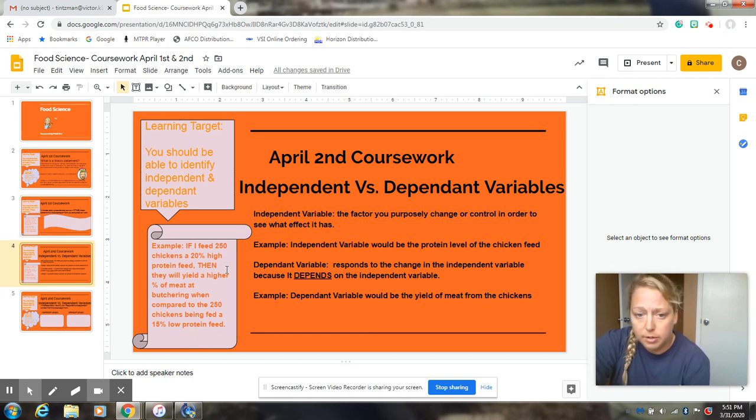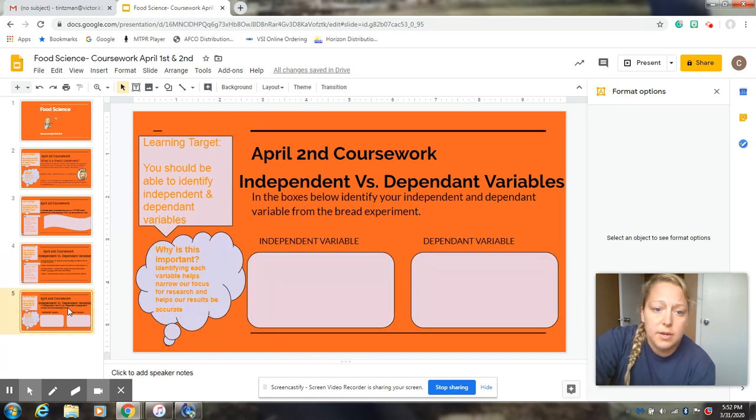Our dependent variable is going to respond to the independent variable. So this is something that's going to depend on the independent variable. So in this example here, the amount of meat that we get from our chickens, or the weight of the meat of the chicken after it's butchered, depends on the protein level of the feed. So our dependent variable would be the meat that we yield from those chickens.